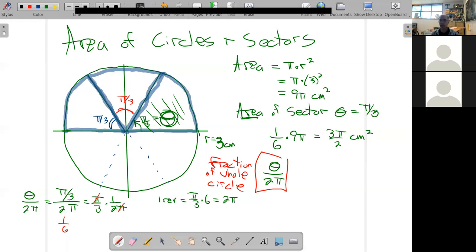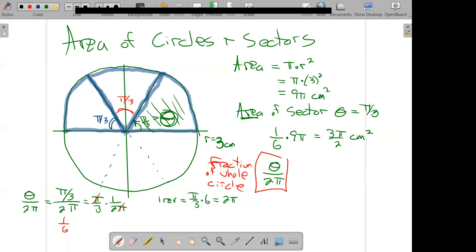That's what I have going on there. So if I take that fraction, multiply by the area of the whole circle, well, area of a circle is pi r squared. In general, this was my pi r squared right there, then this is going to give me the area of a sector, and we can clean it up a little bit.